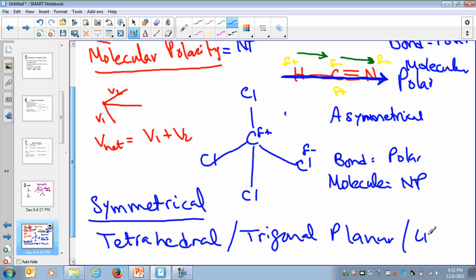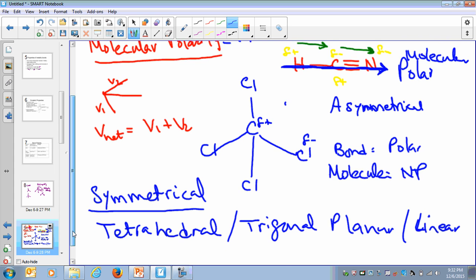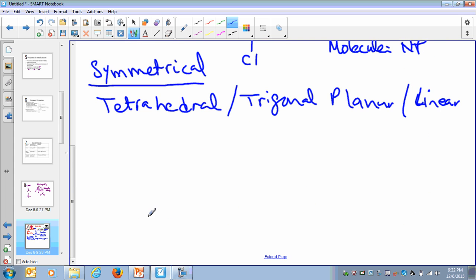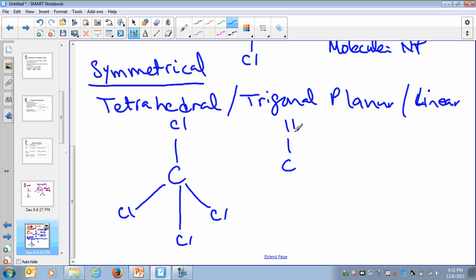and linear. They are always symmetrical. So even if the bonds are polar, the molecules will be non-polar. But you have to keep in mind that, as I said, in CCl3, even if the bonds are polar, the molecules are non-polar because they cancel each other. But if I have CHCl3, the elements are different on the other end.